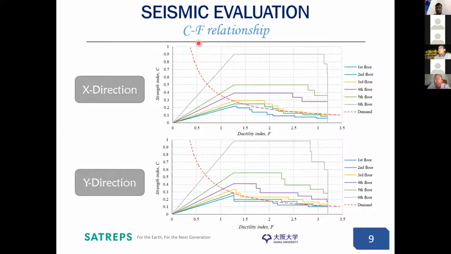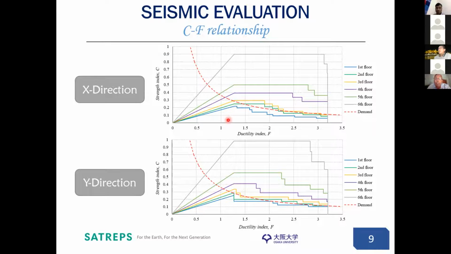And also a little bit earlier, I showed that the demand for this particular building in Dhaka city was 0.36, but that is represented by this red curve. So if any particular story in any particular direction is above this demand curve, then we can assume that story in that direction to be safe. If not, then we need to provide some strengthening or retrofitting for that particular story in that particular direction. So as you can see, there are many points over the different demand curve. So how do we determine the performance?